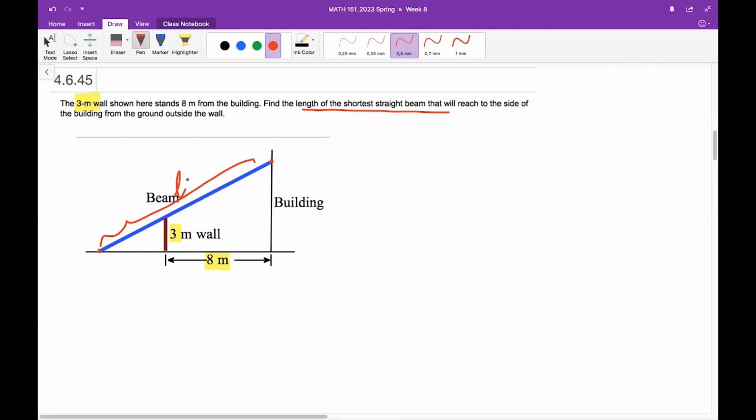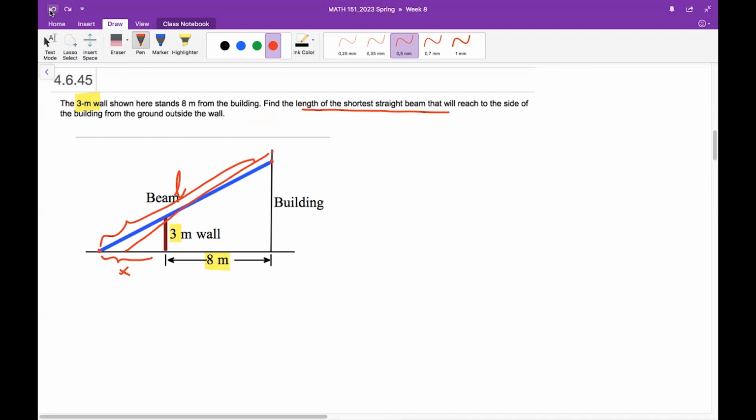Okay, let's try to find a function for this length. For example, we can denote this length as x. Obviously, it is related because you can put your beam in that position, or you can lean it like this, more vertically. So the length of this beam obviously depends on the place where you put it at the ground, right? That's why we should denote this part as an unknown.